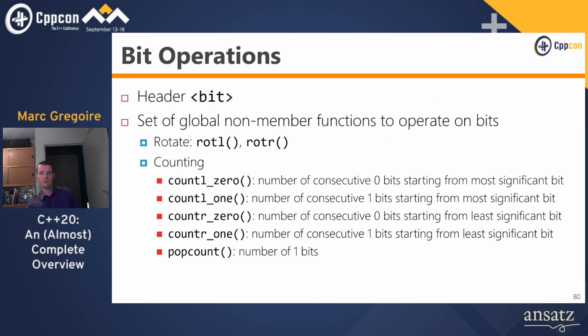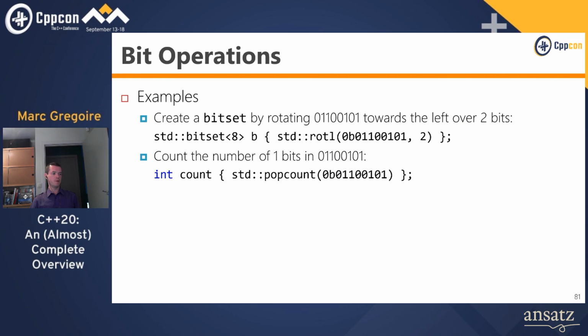The standard library now has support for so-called bit operations, and everything is defined in the bit header. You can ask for rotating bits left or right, or you can ask to count the consecutive number of 0 bits or 1 bits, starting from the most significant or least significant bit. And finally, you can also ask for the total number of 1 bits in a bit sequence. Here is an example. The first one is constructing a bitset by rotating this given bit sequence 2 bits to the left. And here we're just counting the number of 1 bits in my given bit sequence.